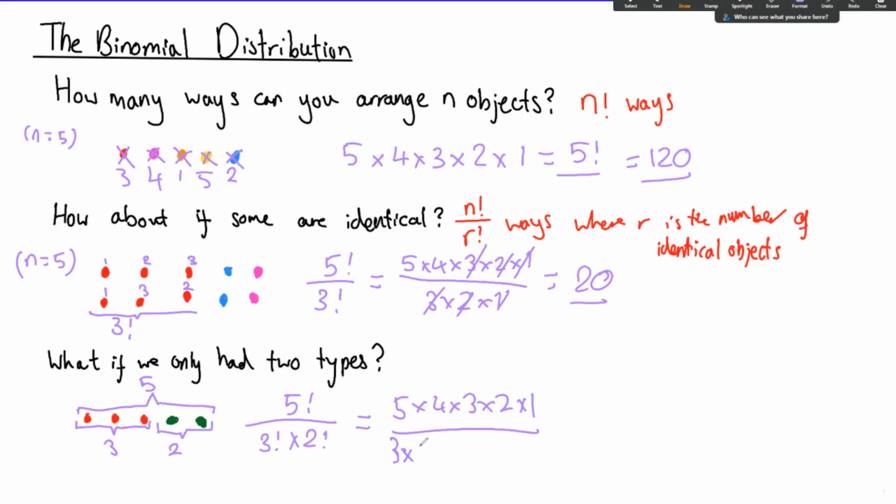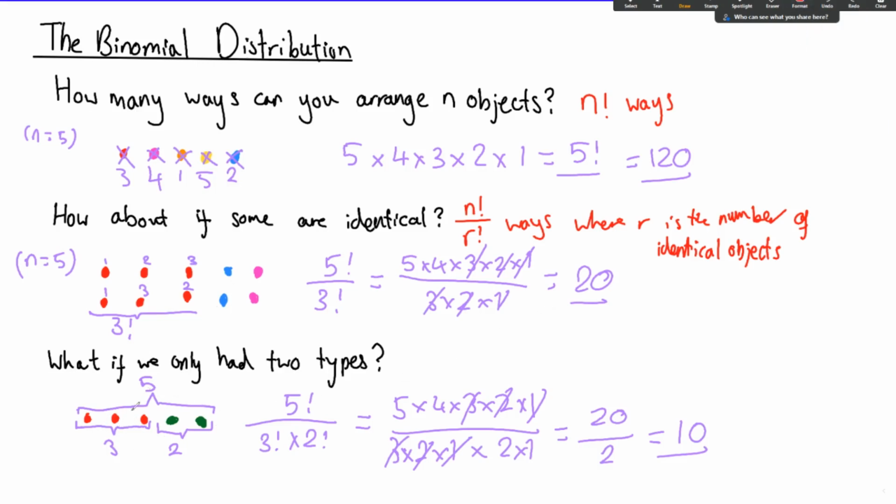And then we get 2 times 1 again. So we can cancel these out once more. And we get 20 at the top over 2, which is 10. So there are 10 ways to arrange these objects or these beads.